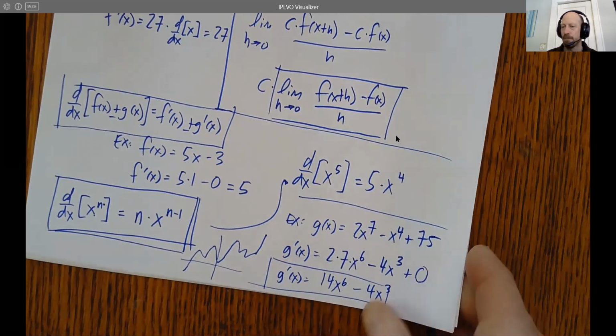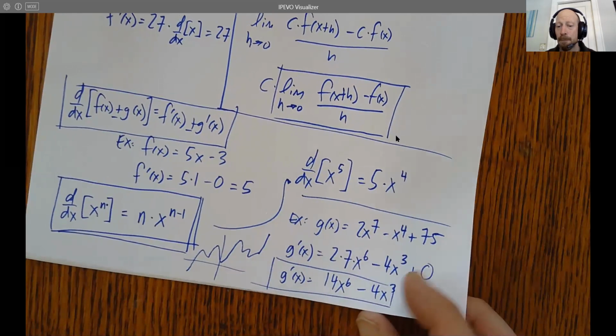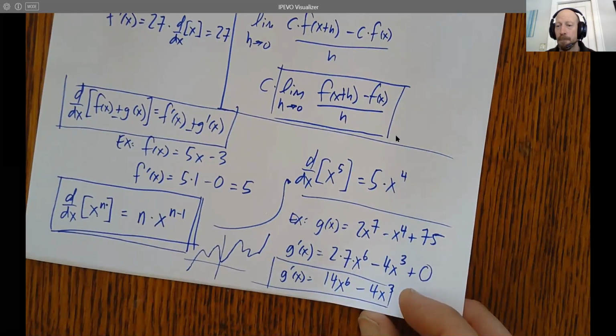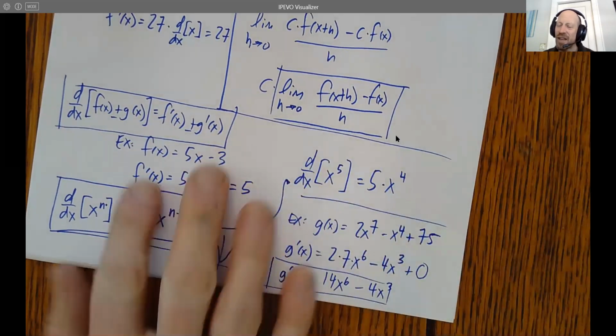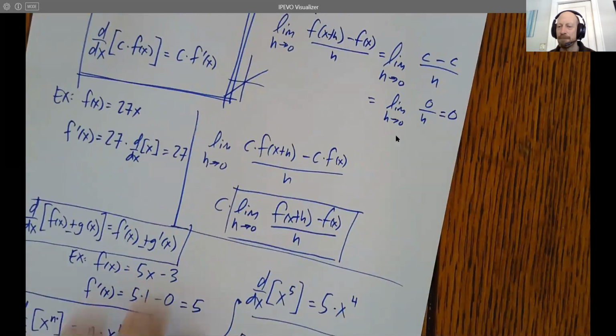Would that mean that the derivative of the area of a square would be the perimeter? It turns out not.